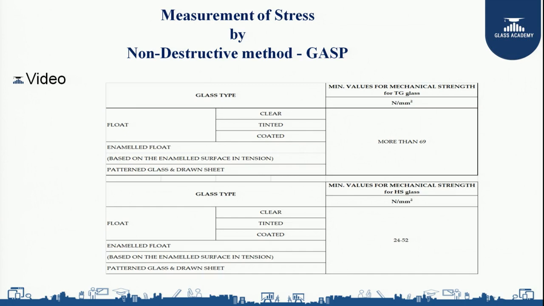So, in order to measure the stress levels for a toughened glass, the stress value is considered to be more than 69 MPa or Newton per square millimeter. And for a heat strengthened glass, the stress value is considered to be 24 to 52 Newton per square millimeter or MPa.